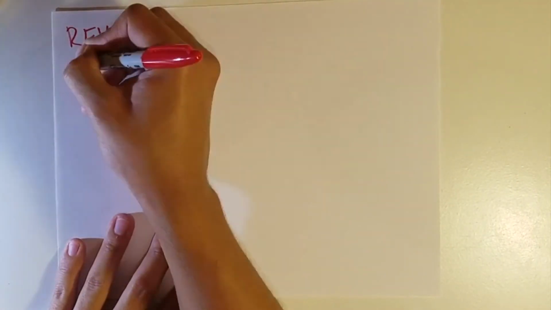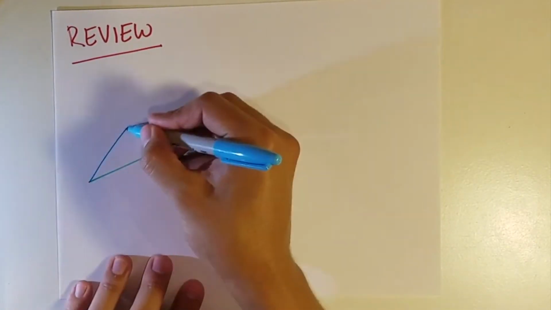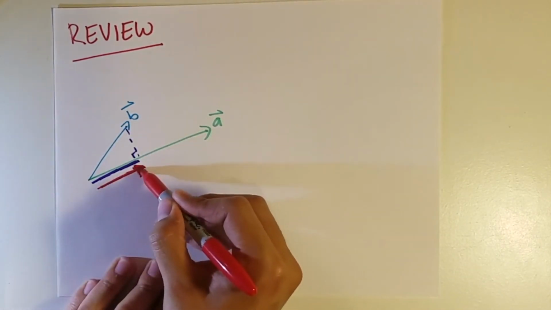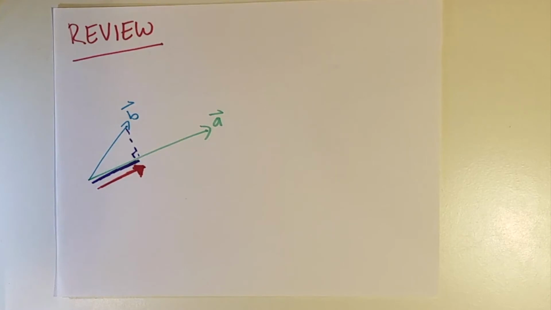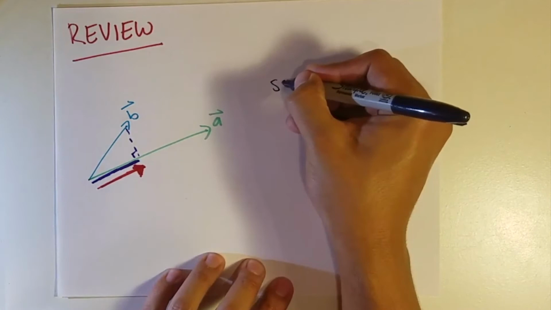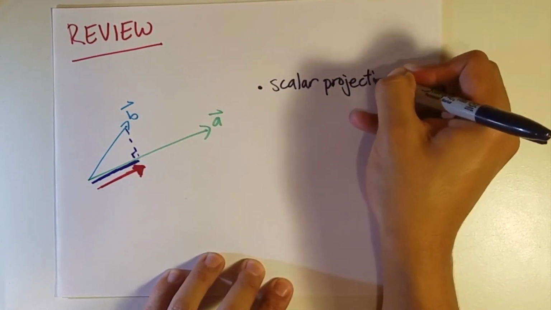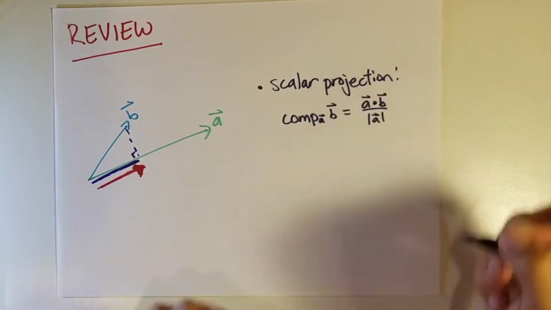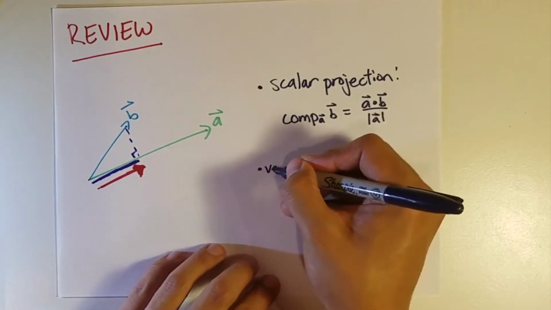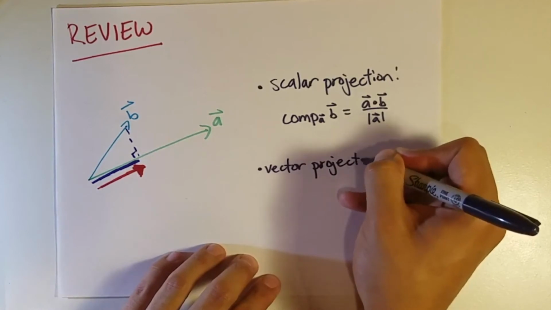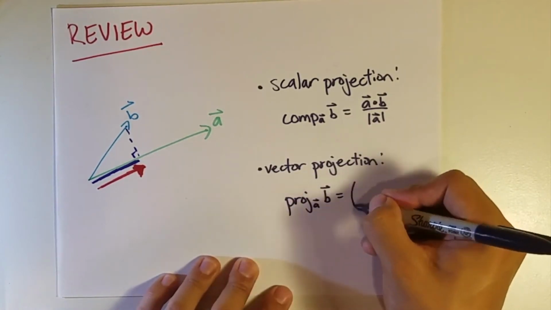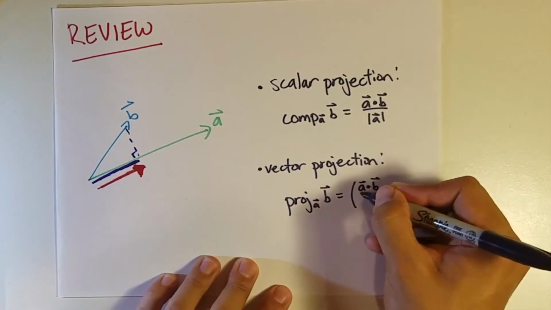Now let's review. Consider scalar and vector projections as a shadow that vector B casts onto vector A. There's a lot of confusion surrounding projections, so we want to make this as simple as possible. To find the scalar projection, we do comp B onto A equals A dot B over the length of A. And to find the vector projection of B onto A, we use proj B onto A equals A dot B over the length of A squared times the vector A.